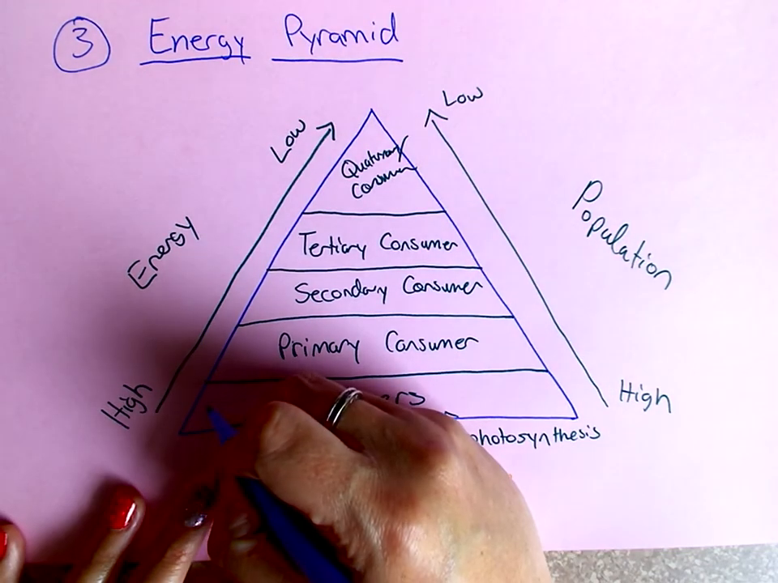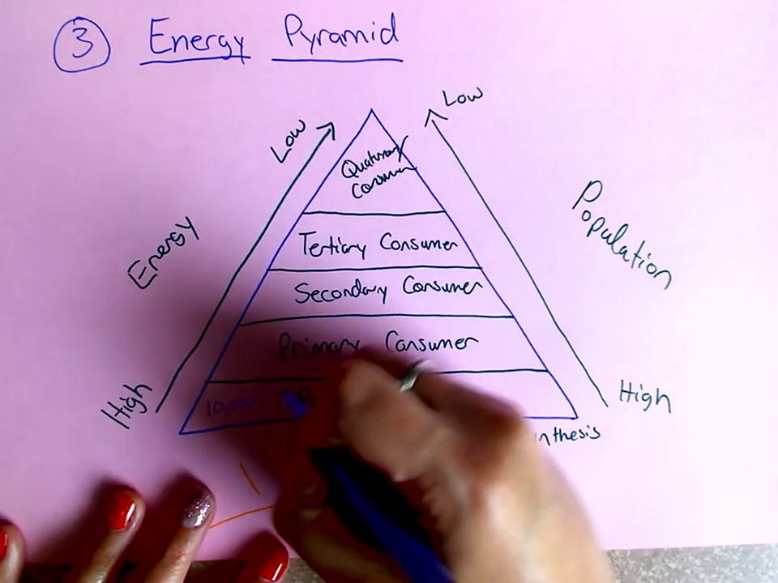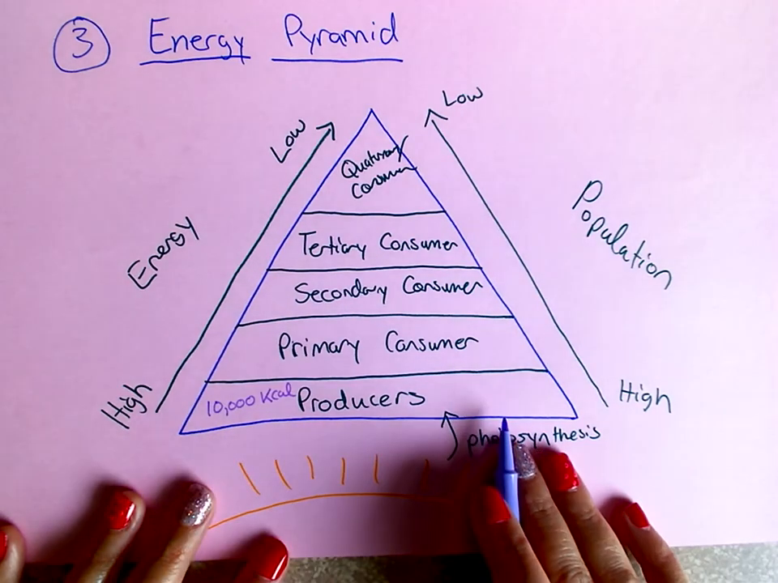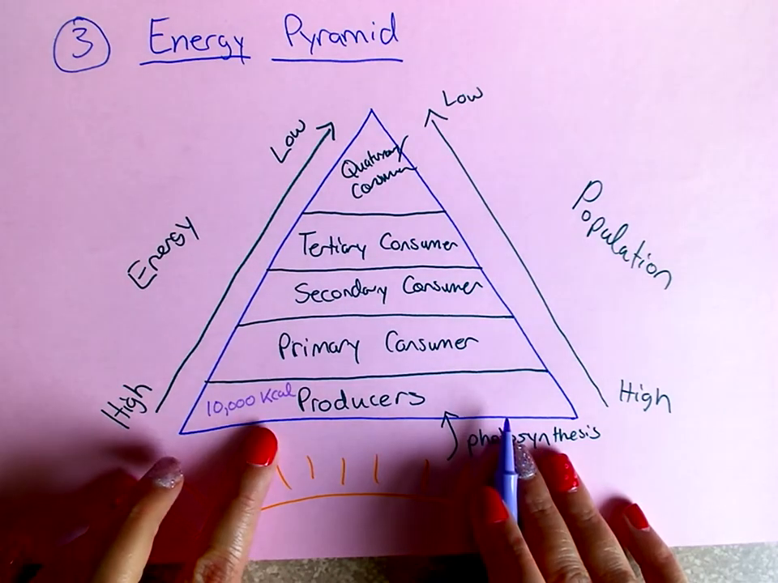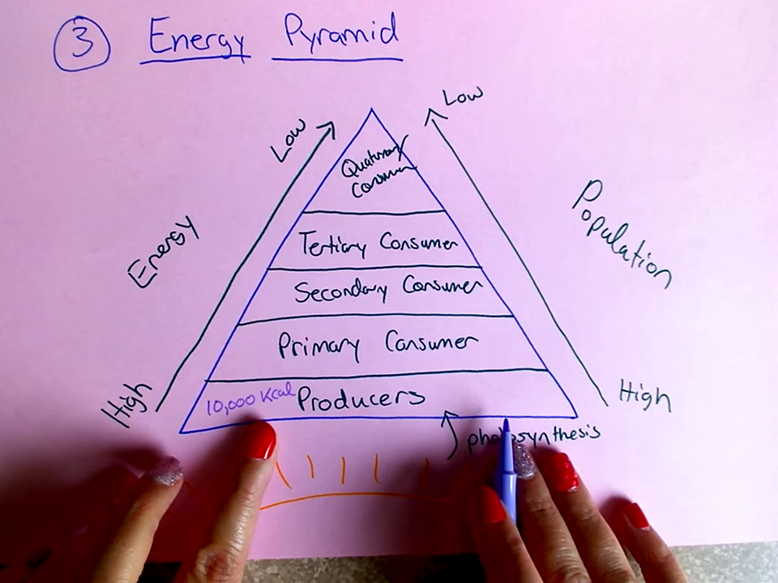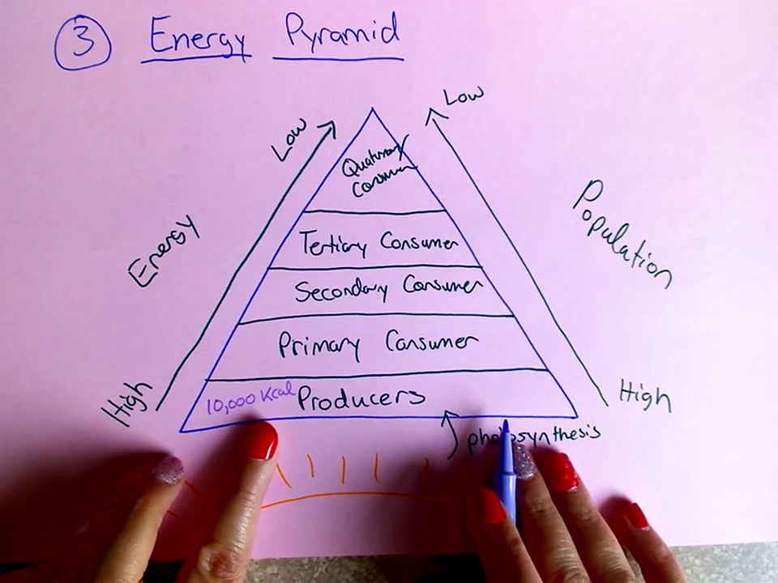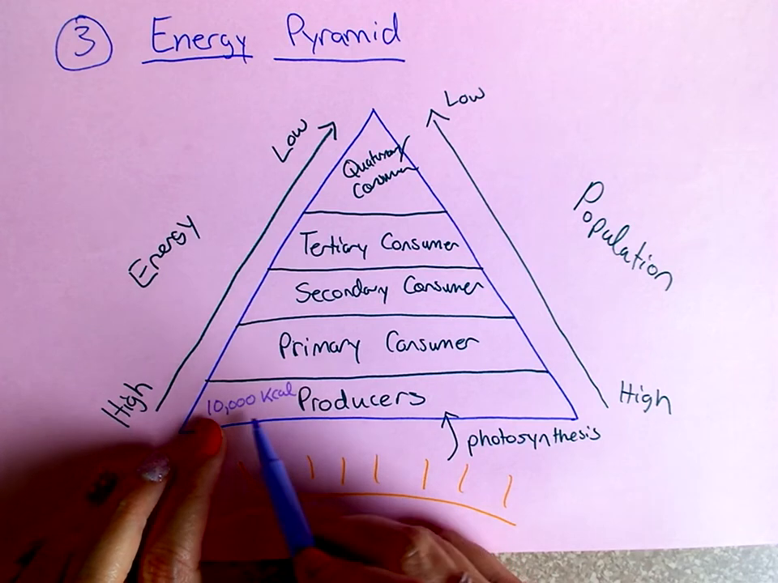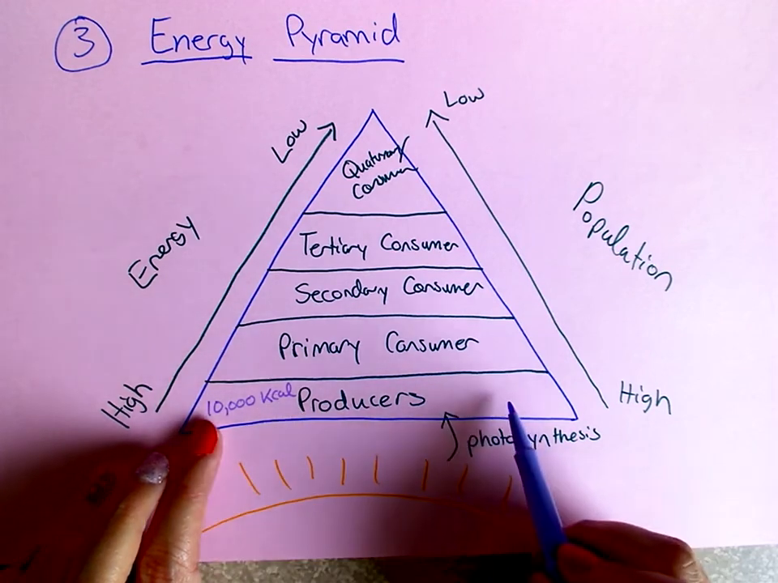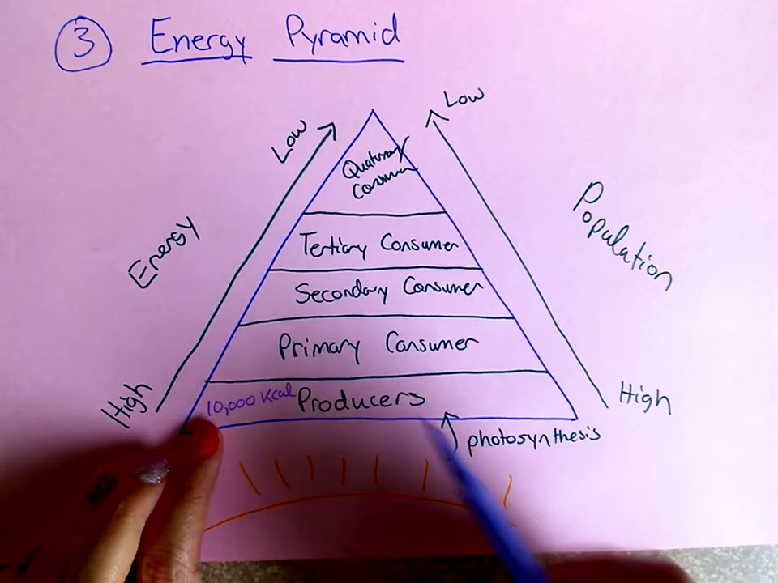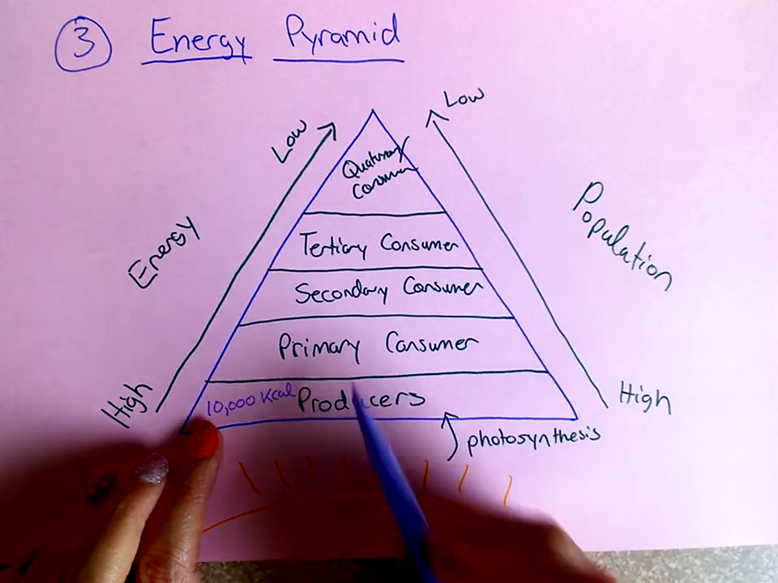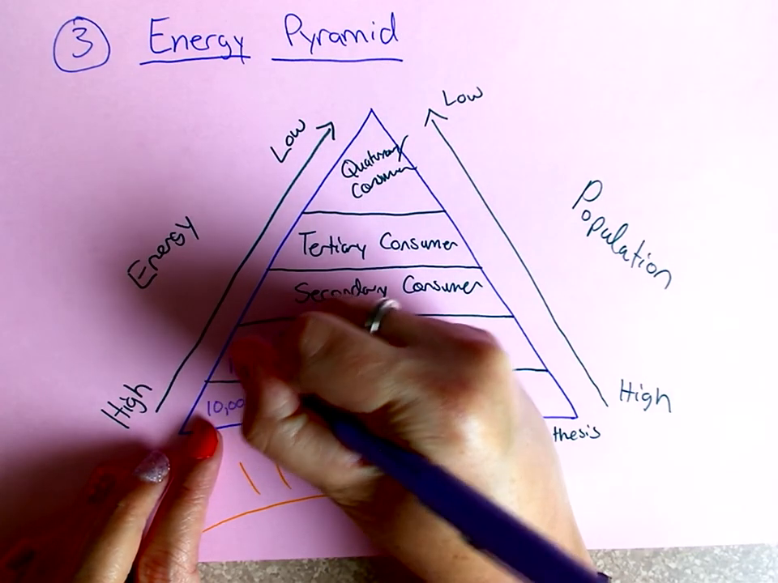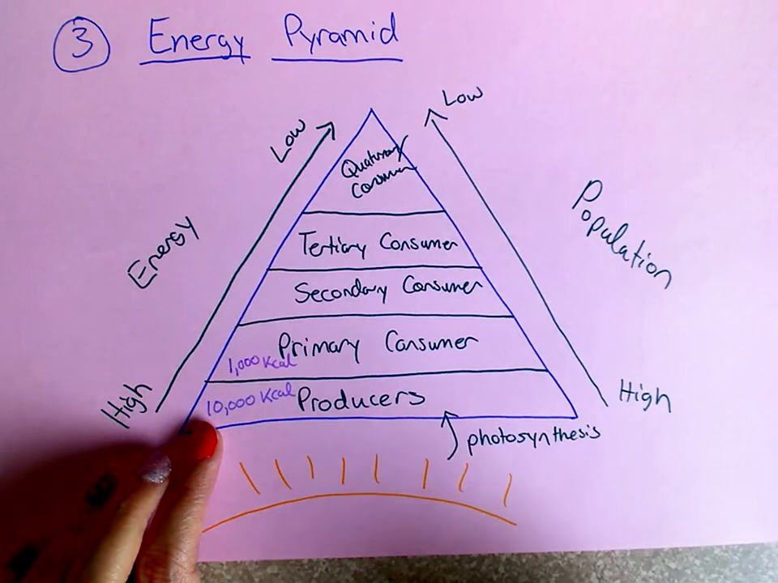So let's say I start out with 10,000 kilocalories of energy in my producer level. Kilocalories, don't panic, that's just a unit to measure energy. By the way, if you look at a food label, you see calories. That shows you how much energy is in that food. So let's say that we start out with 10,000 kilocalories of energy in our producers. Only 10% of that is going to make it to the next level, to the primary consumer. So only 1,000 kilocalories will make it up from there.